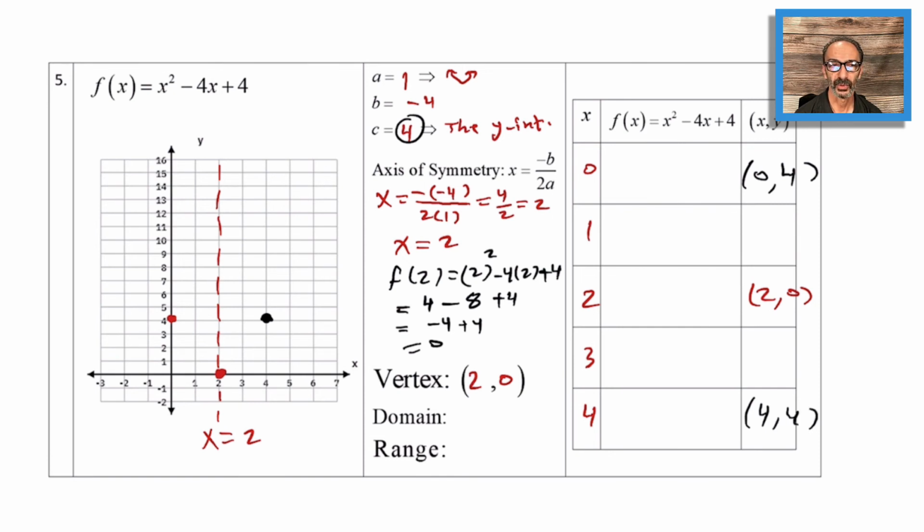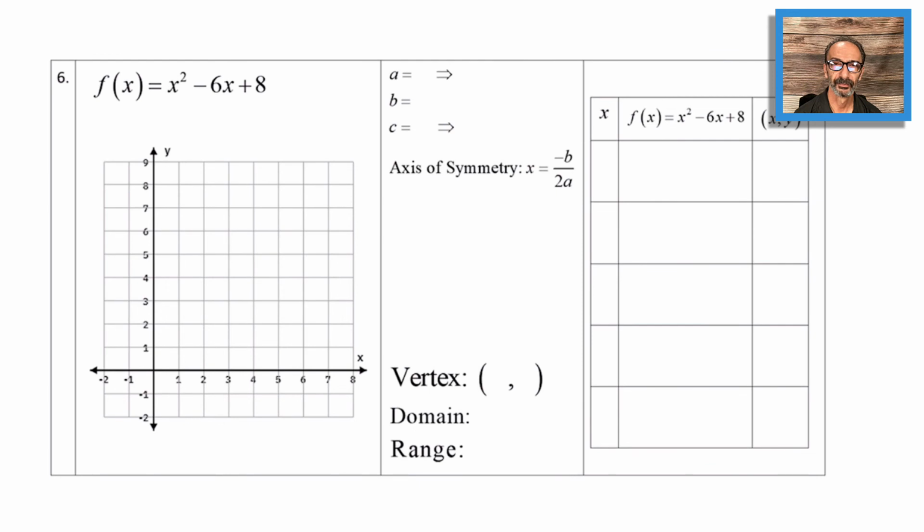You could add more points. I believe that should do it to see the graph with the vertex, with the y-intercept, with the axis of symmetry. Domain is all real numbers, and range is all the y values greater than or equal to 0.